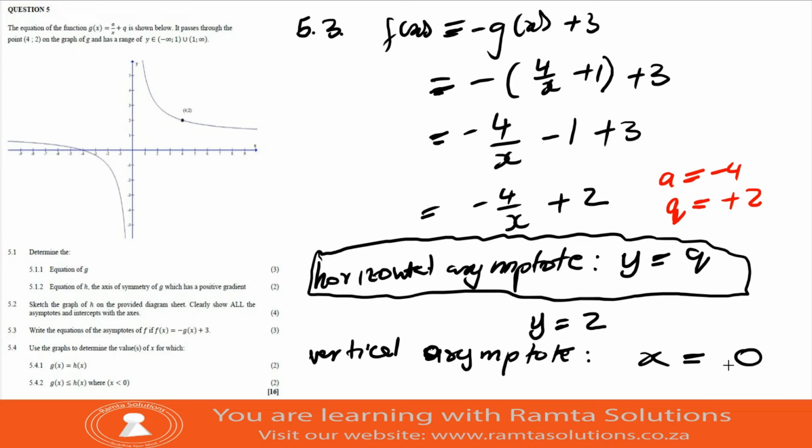Okay, it is always x is equal to 0 for your grade 10 because you are not dealing with a horizontal shift. Okay, so these are your answers.